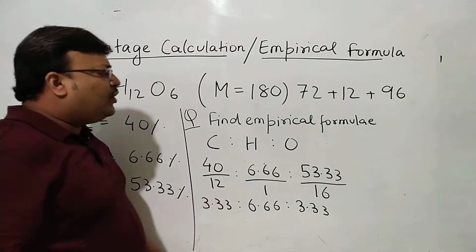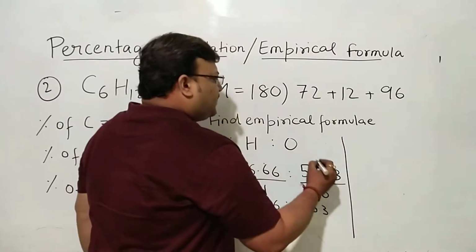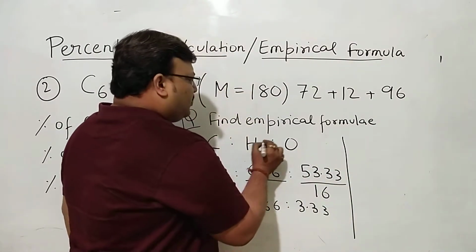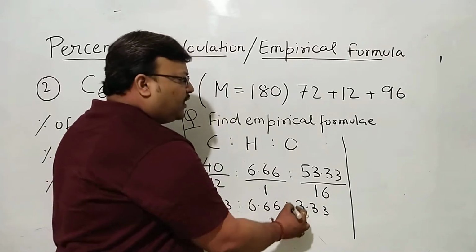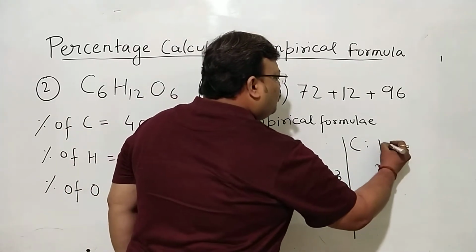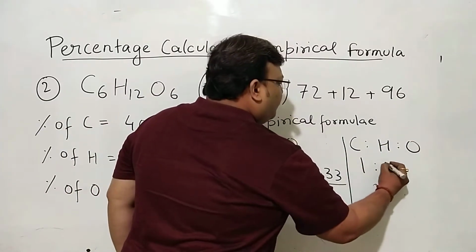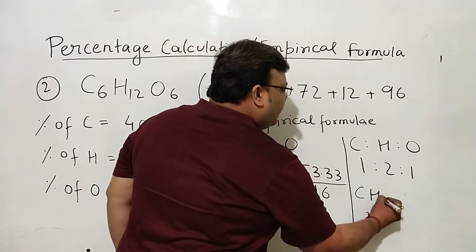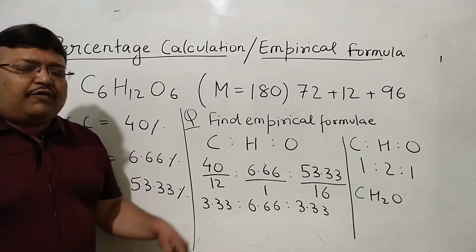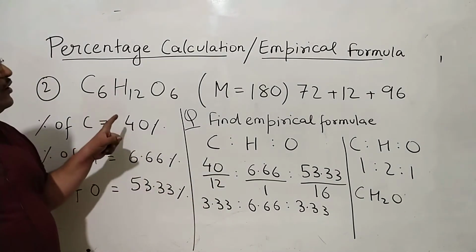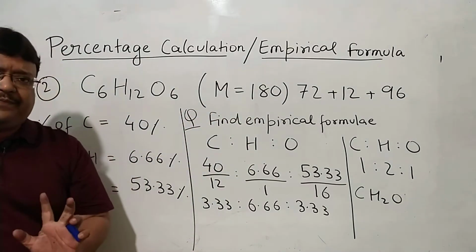It will suggest that the empirical formula of the compound is carbon is to hydrogen is to oxygen in the ratio 1 is to 2 is to 1, and the ratio 1 is to 2 is to 1 would mean the empirical formula is CH2O. Now from the empirical formula, we can get the molecular formula if the molecular weight is given.